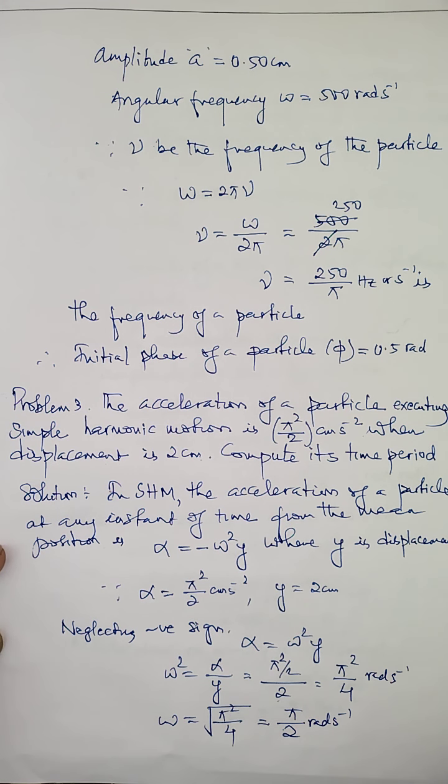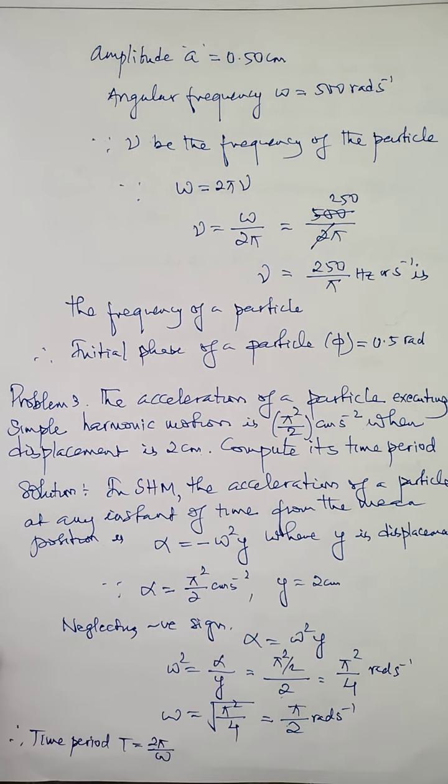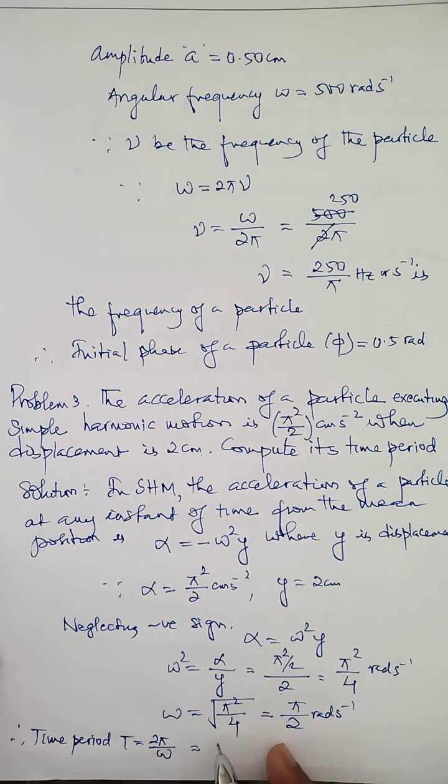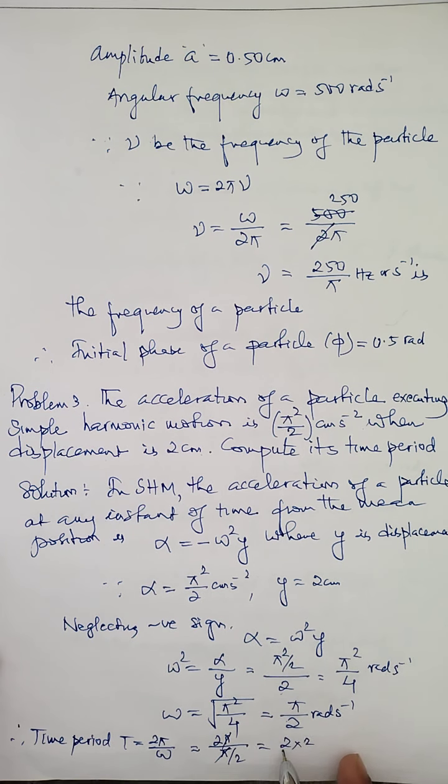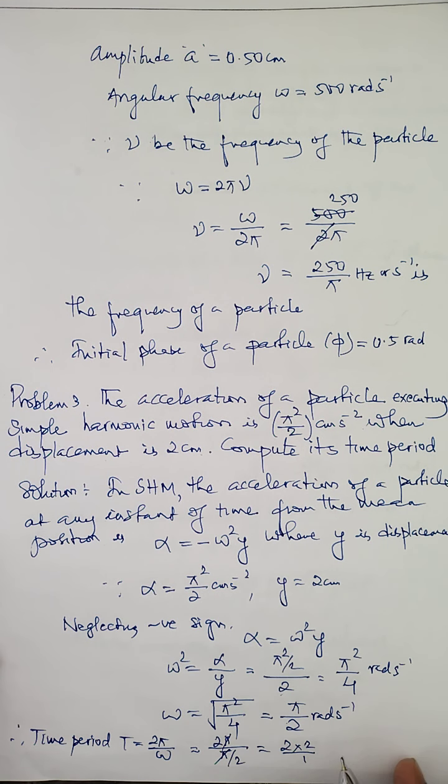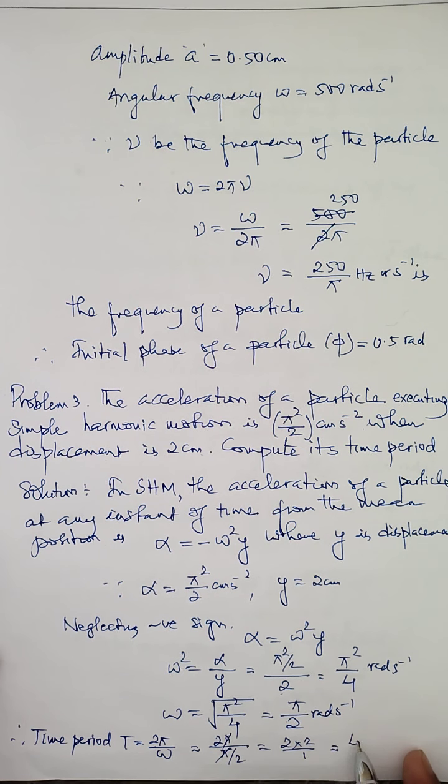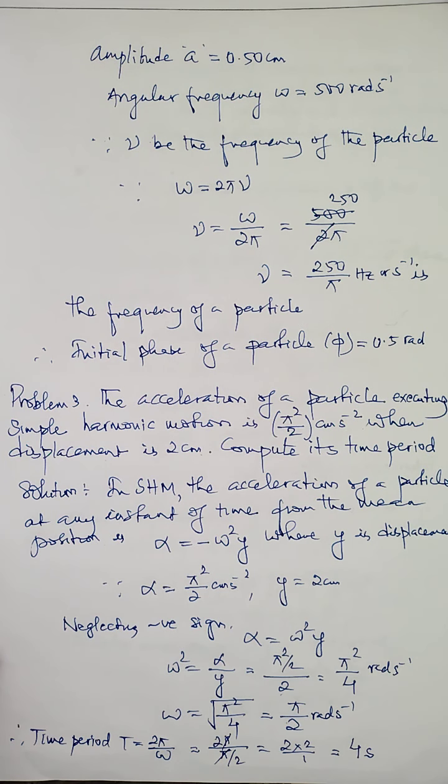But actually we need to find the time period. Therefore, your time period formula is 2 pi by omega. Let me substitute the value. 2 pi by omega, which is pi by 2, and this pi and pi cancel out. 2 into 2 by 1, because this 2 will be reciprocated and multiplied. So 2 2s are 4, and the unit is second. So what is the time period of the particle? 4 seconds.